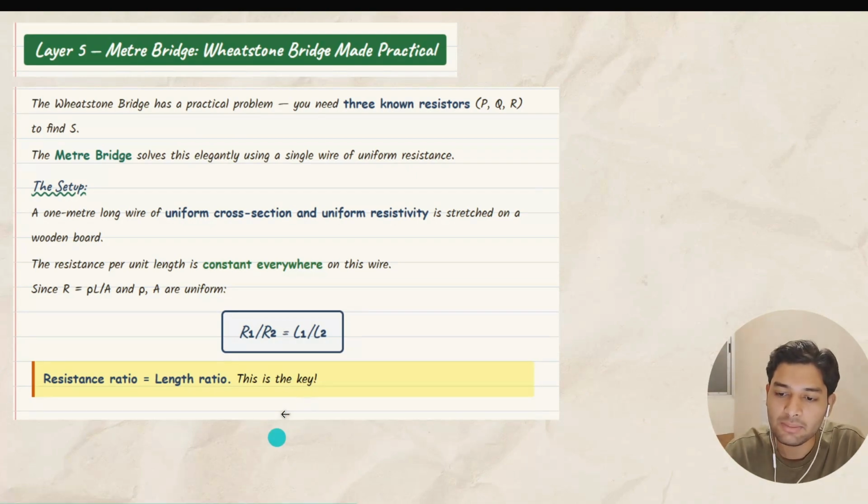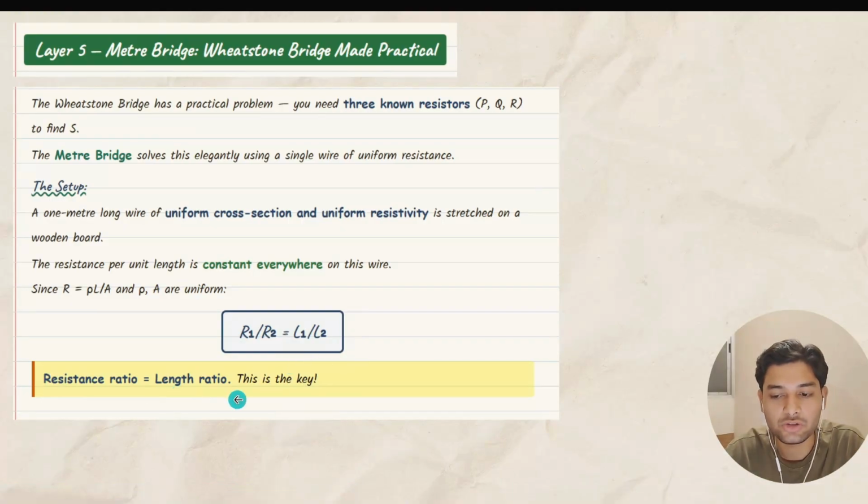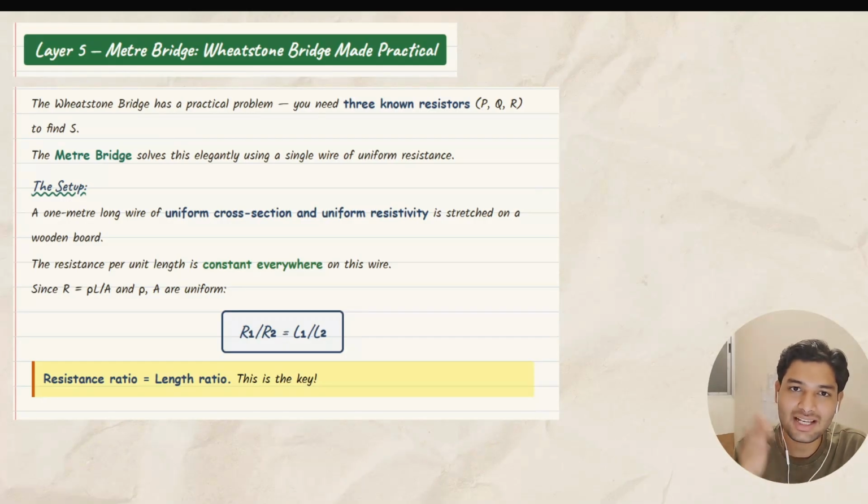So R1 by R2 is equal to L1 by L2. This is called the resistance ratio equal to the length ratio. This is the key. As I told you, I put very much effort on this particular line, that you need to have a relationship between Ohm's law and the resistivity law. Only then can you connect the Wheatstone bridge and the Metre bridge. They are actually the same topic.